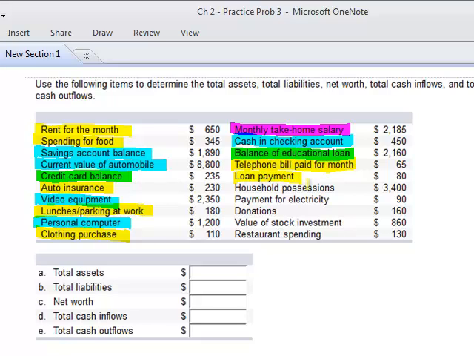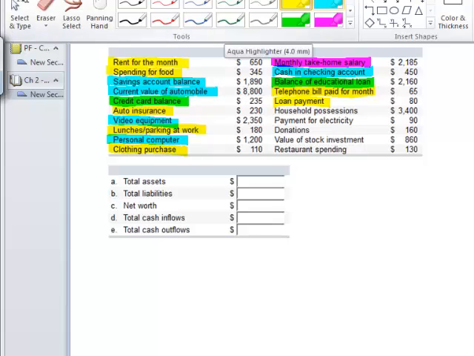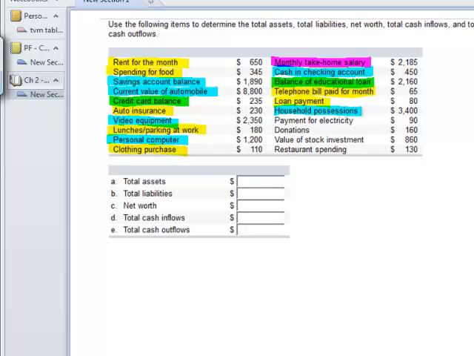All right. Loan payment is different from an actual loan because it's something that I'm paying monthly, so it counts as a money outflow. Household possessions, all right, these are maybe clothing, things like this. These are assets, so these are going to be blue. Household possessions. Payment for electricity, that is an outflow. Pay that every month, ideally. Donations, money outflow. All right, value of my stock investment, that's an asset, so that will count as blue here.